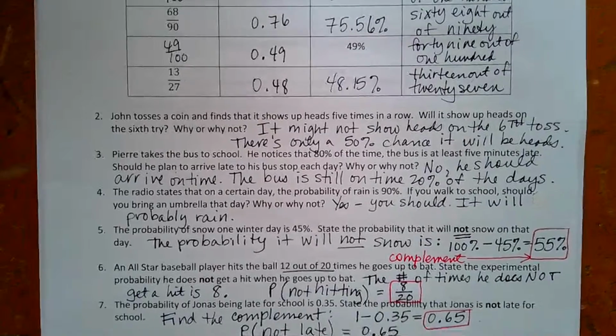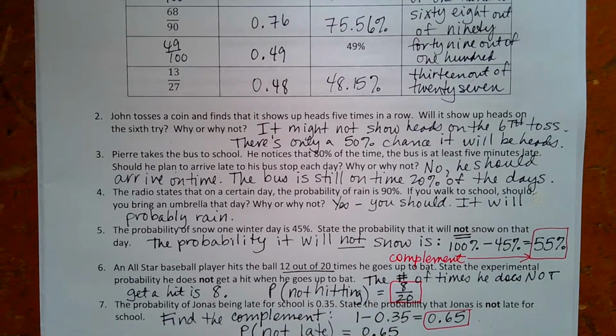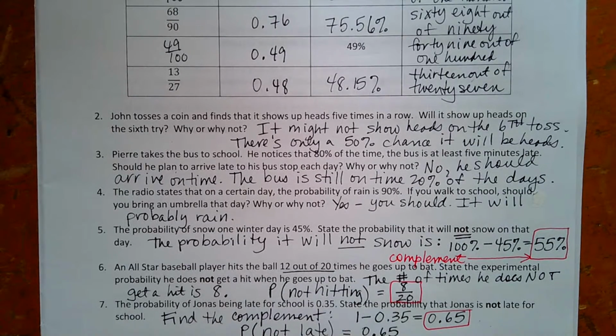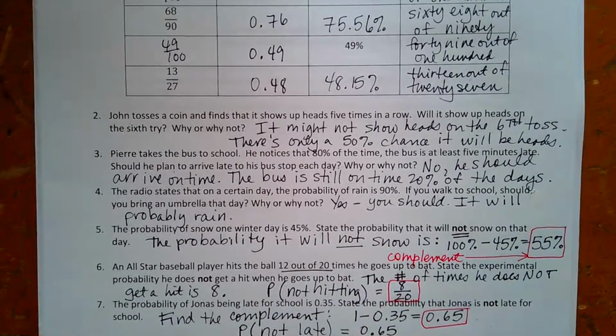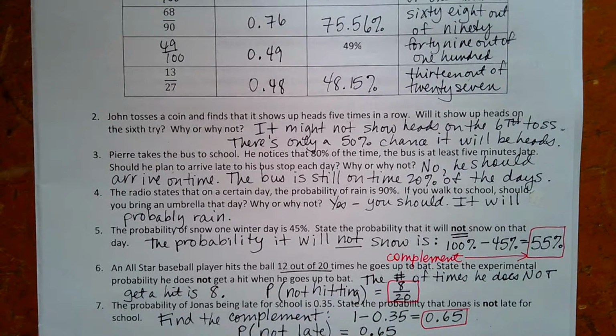Maurice hears that the probability of her brother's team winning the soccer championship is 8 out of 10. And the probability of the other team winning the championship is 5 out of 10. Is this possible? So the probability that her brother wins is 8 out of 10. The probability that the other team wins equals 5 out of 10. That doesn't seem possible, right?